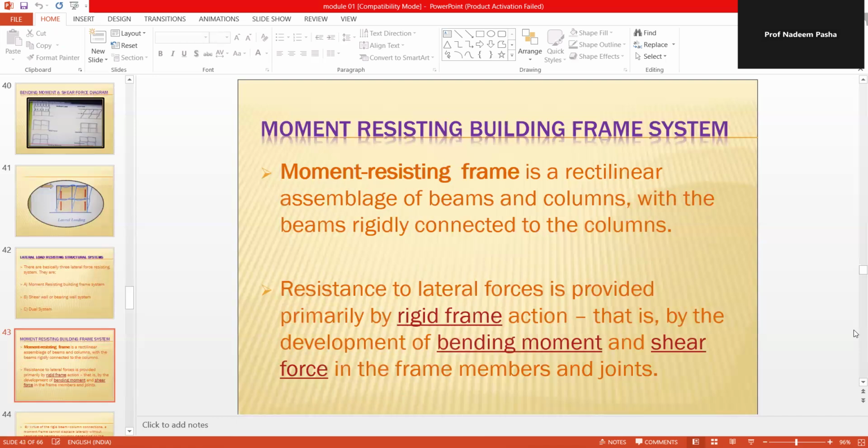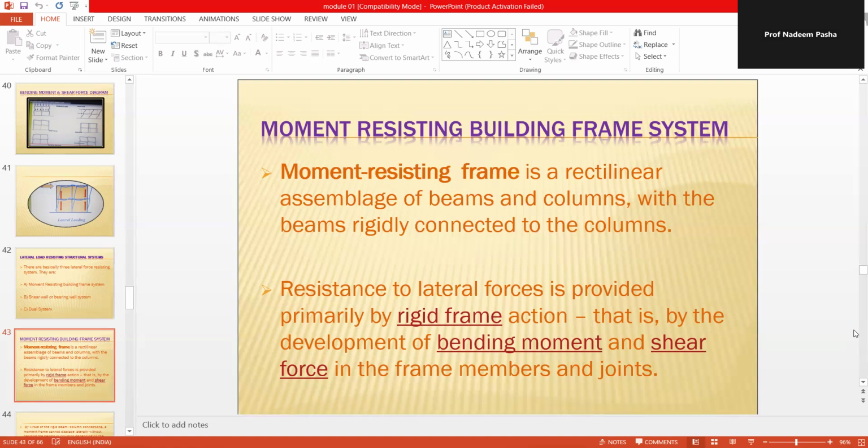So as you know, a moment resisting frame is nothing but a combination of beams and columns, with beams rigidly connected to the columns. How they are connected is most important, because resistance to lateral force is provided primarily by rigid frame action. That is, by the development of bending moment and shear force in the frame members and joints.